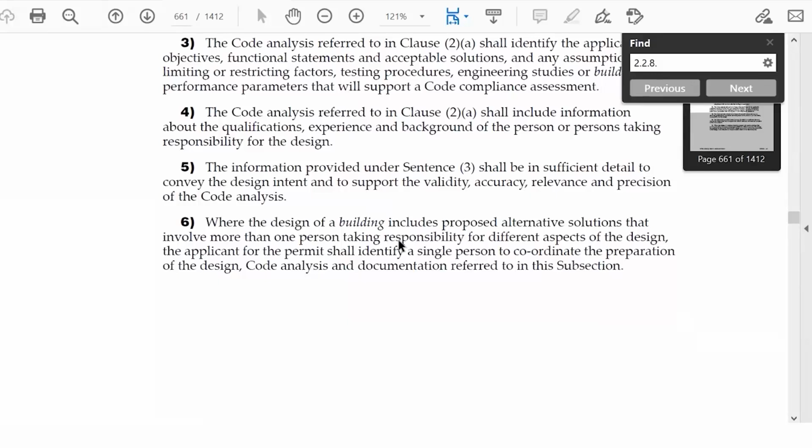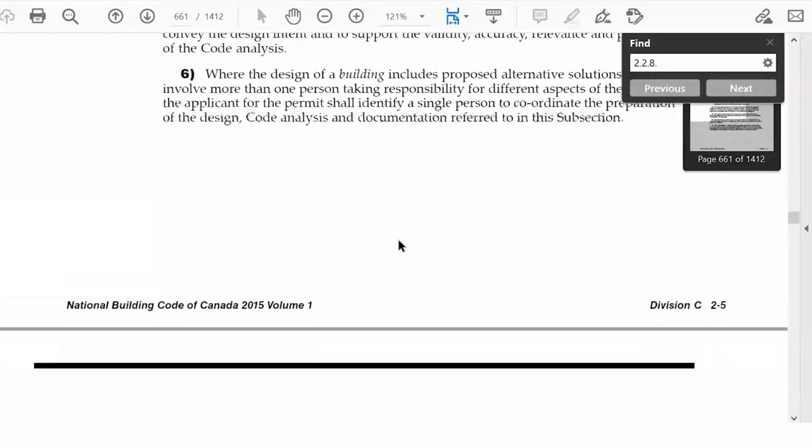Where the design of the building includes proposed alternative solutions that involve more than one person taking responsibility for different aspects of the design, the applicant for the building shall identify a single person to coordinate the preparation of the design, code analysis, and documentation referred to in the subsection.